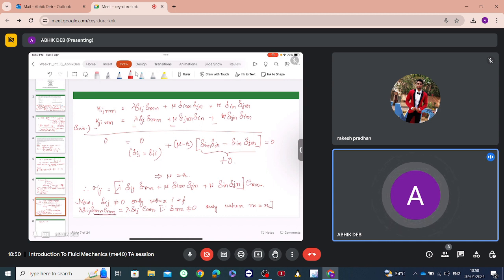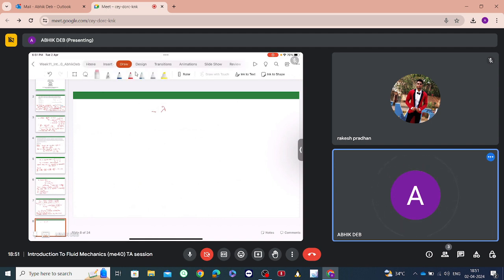So lambda into delta ij we are keeping, and e has to become emm. Otherwise, if it is not emm, then the term will be entirely 0. Even in these cases, when i is not equal to j, the entire thing will turn to 0. But for emn, if n is not equal to m, then even if i is equal to j, it will turn to 0. So we are considering this term first. We are keeping the Kronecker delta ij for the time being.